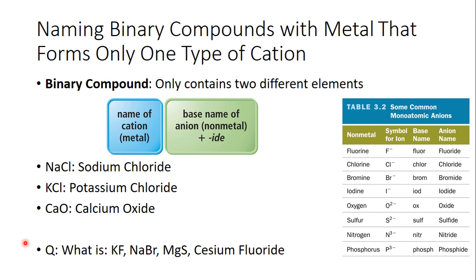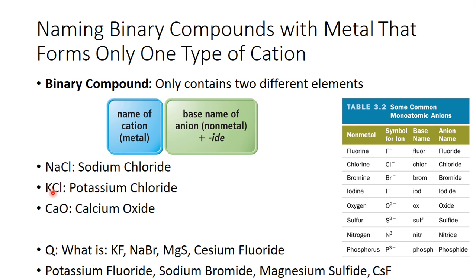Alright, so let's look at this. KF is potassium, F is fluorine, so it's potassium fluoride. NaBr is sodium bromide, MgS is magnesium sulfide, and cesium fluoride is CsF. So you are expected to be able to switch between these if given a periodic table. That will be expected of you.